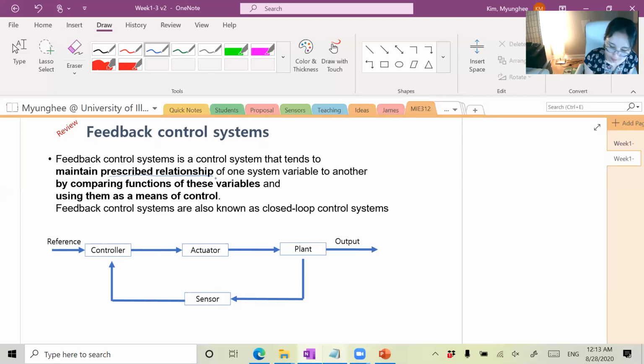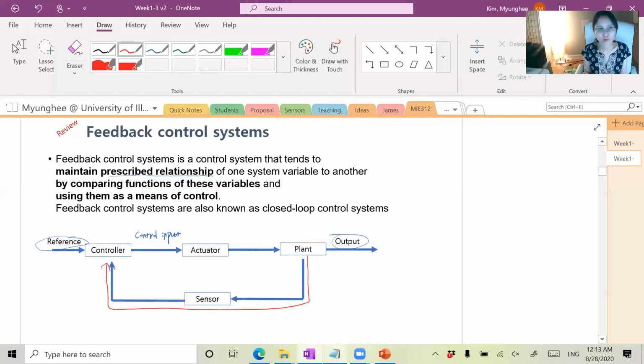So the controller compares the output and the reference and decides the control input to a system. Therefore, the plant can generate the desired output. So this system feeds back the plant output. Therefore, that's why it's called the feedback control system.